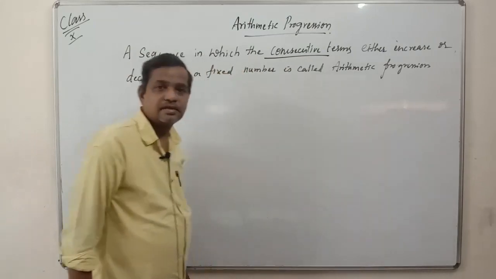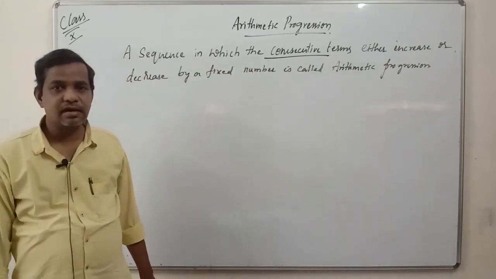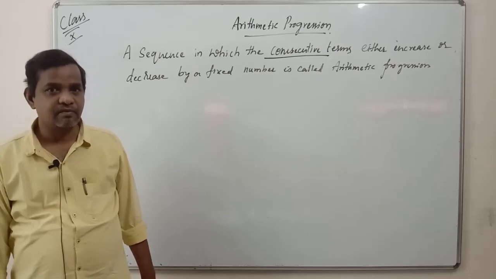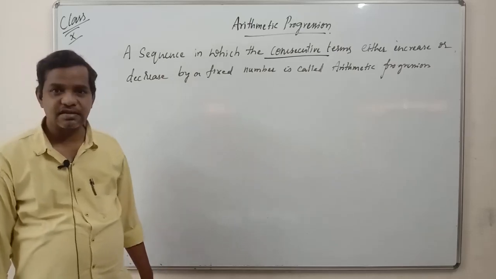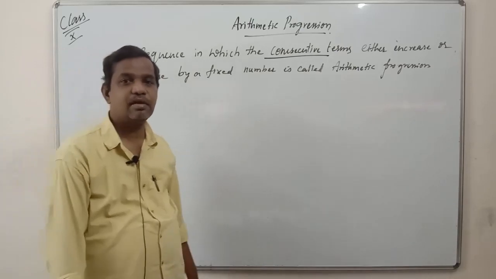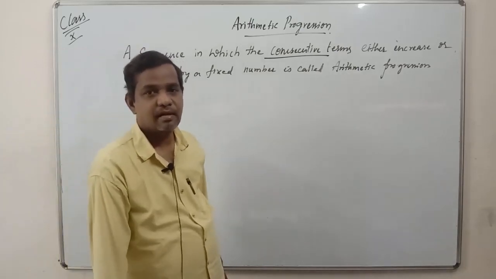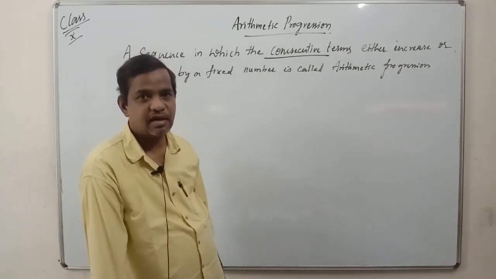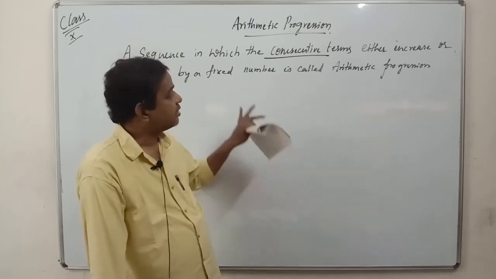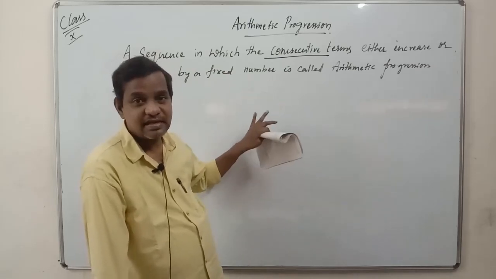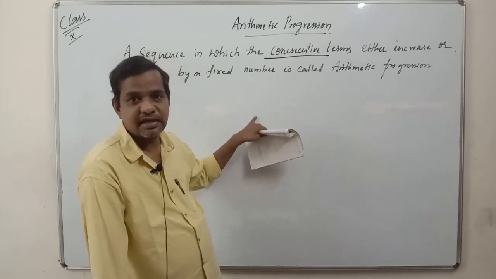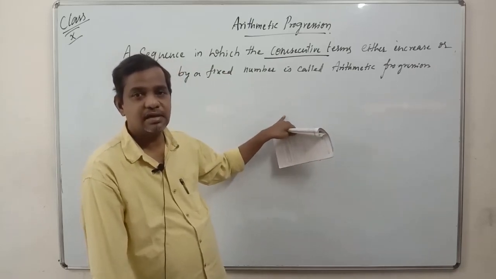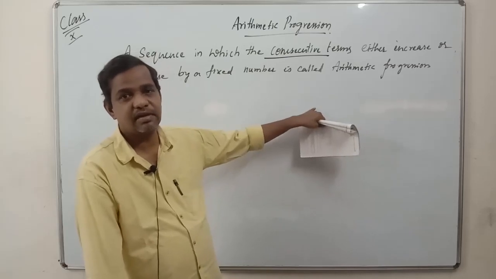I told you what is consecutive, because this word you got in quadratic equation also. What is a consecutive number? If a is the first number, then what will be the consecutive number of a? I think you know that a plus 1, or a plus 2, or a plus 3. So the consecutive numbers are in serial order: if a is the first number, a plus 1 will be the second number, a plus 2 will be the third number, a plus 3 will be the fourth number, whatever it is.